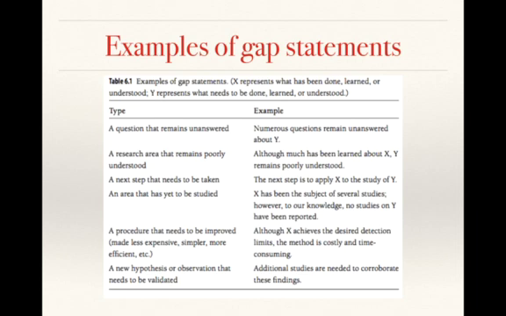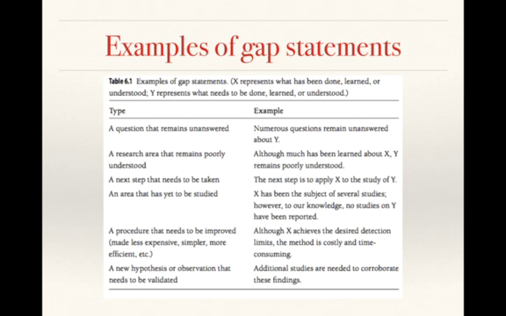Examples of gap statements you can find below. You can basically talk about a question that remains unanswered by not posing a direct question. What you can do, you can see in the example, it says numerous questions remain unanswered about this. What you can also do when you have a gap statement is to say that a research area remains poorly understood, misunderstood, or overlooked. So you could say, although much has been learned about this, something Y remains poorly understood.